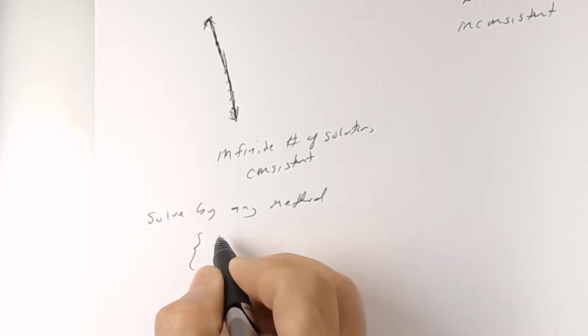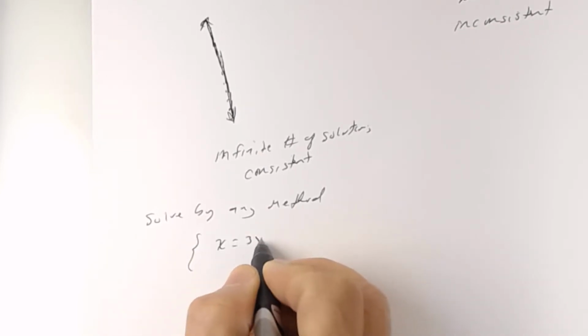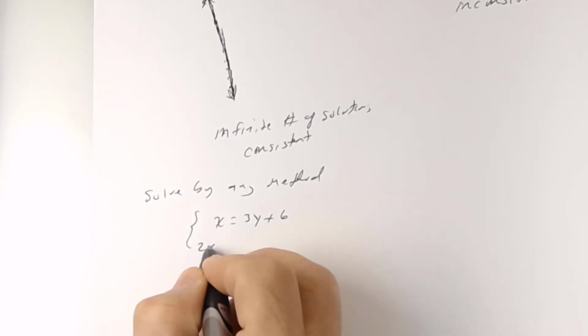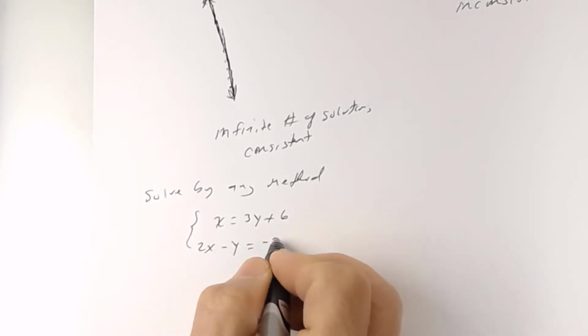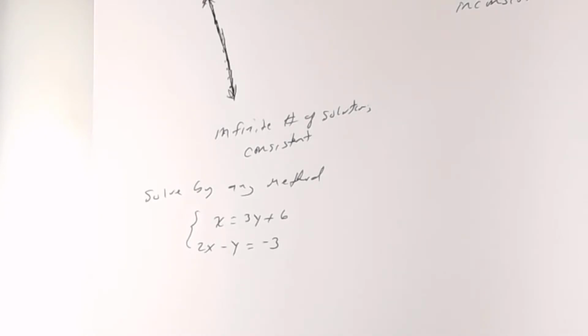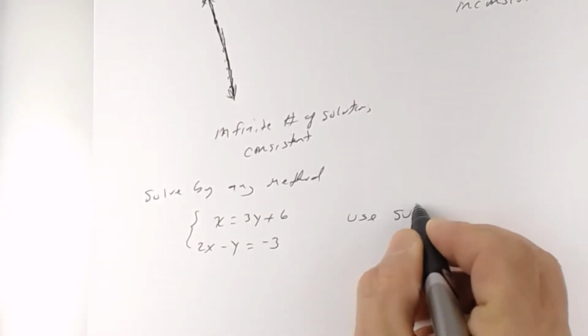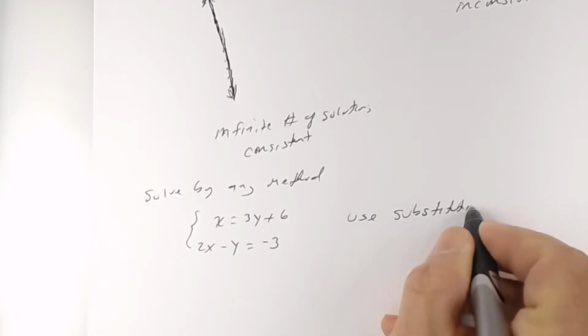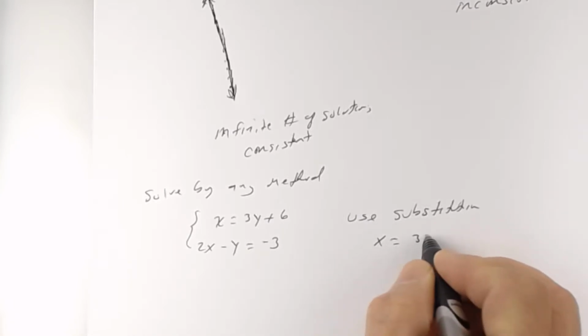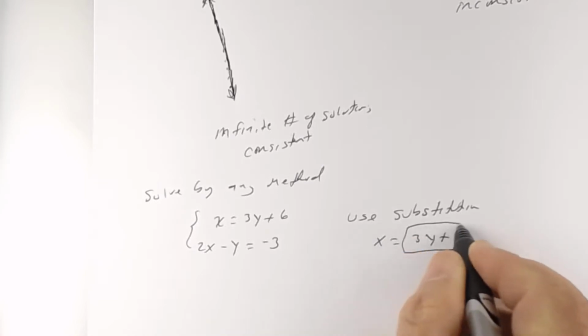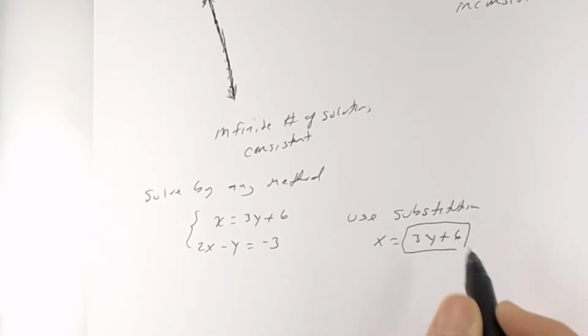So here's my system: x equals 3y plus 6, and 2x minus y equals negative 3. Given this system, which method might be the easiest to deal with? Substitution. That would be the easiest because in the first equation, the variable x is already by itself. So you take that first equation, and the variable x is already by itself, so all I have to do now is go to step 2.